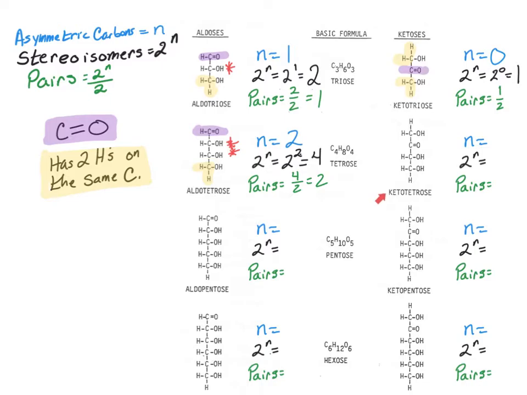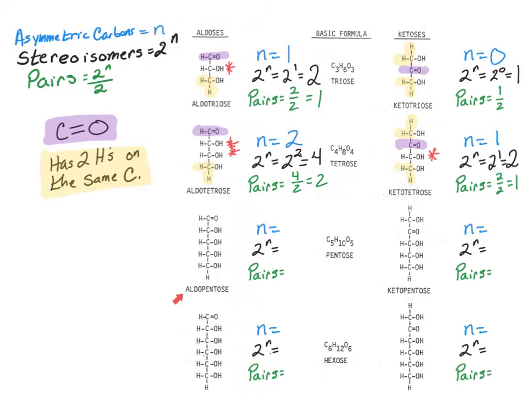Now let's look at the ketotetrose. Here we see the top one is not asymmetric because there are 2 hydrogens on it. The second one is not asymmetric because there are 2 bonds to oxygen. And we see the next one is asymmetric because there are 4 different things attached. And then the last one is not asymmetric because there are 2 hydrogens on that carbon. So our n is equal to 1. 2 to the power of 1 is 2. So we have 2 stereoisomers of the ketotetrose. And that means there is 1 pair of stereoisomers.